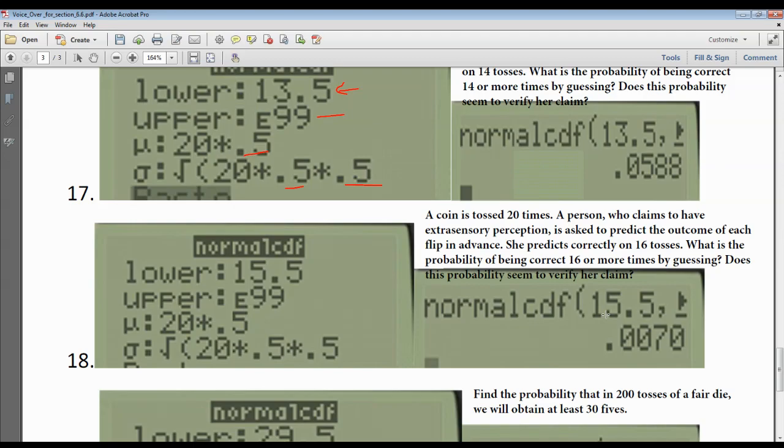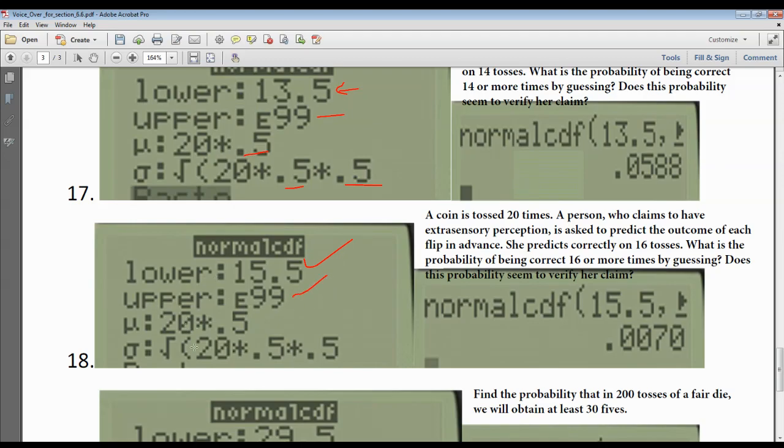Next one, same thing, same person, I guess, flipping a coin 20 times. And now we're finding out the probability of this person being correct 16 or more times. All right, 16 or more. So we're getting larger: 16, 17, 18, 19, and so forth. So I'm starting to the left of 16 because 16 or more includes 16. So I got to start at 15.5 and go all the way out to infinity.